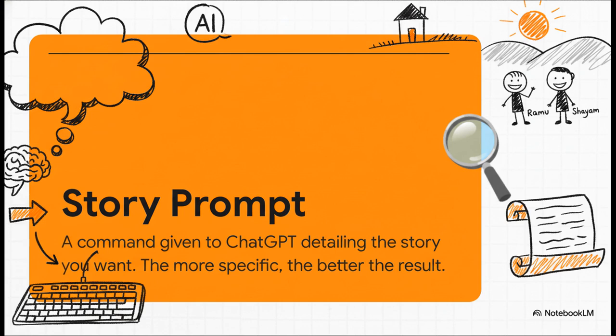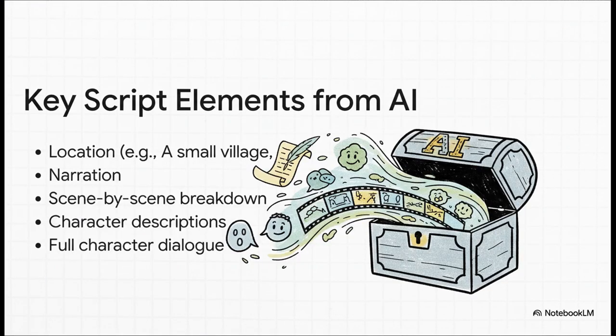For example, the person who came up with this workflow used this exact prompt. Give me a 30-second moral story about two friends, Ramu and Sham, one rich and one poor. Include the location, dialogue, and narration. And here's the key. The more details you give it, the better the story you're going to get back. And what ChatGPT gives you back, well, it's the whole shebang. It's not just a vague idea. You get the specific location, all the narration, a breakdown of each scene, descriptions of the characters, and of course, all the dialogue. You literally have everything you need to start production.